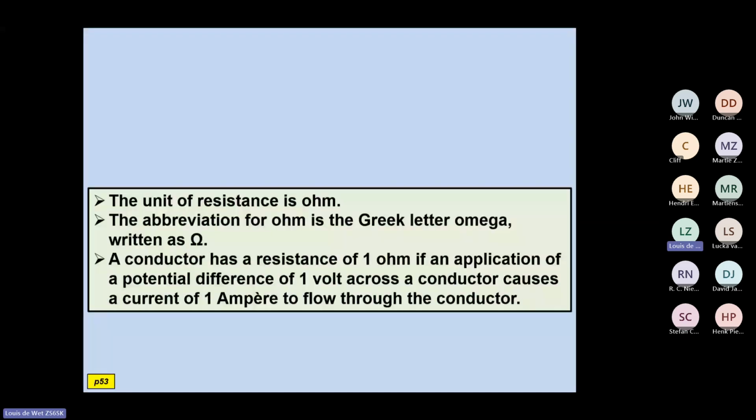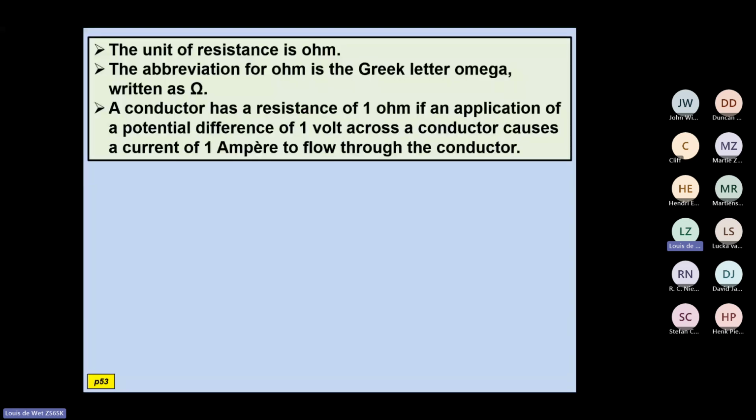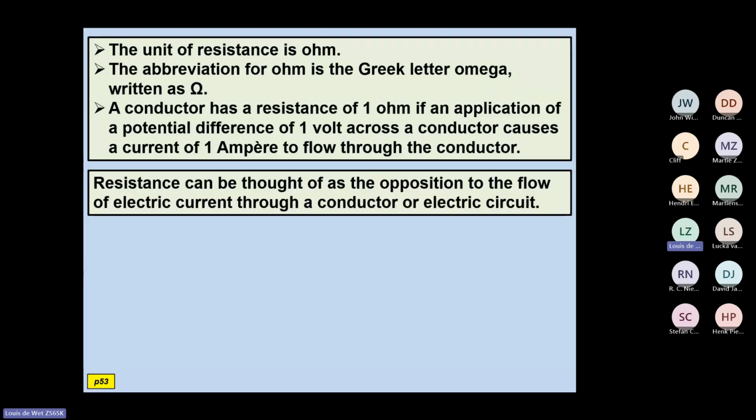So the unit of resistance is ohm. The abbreviation of ohm is the Greek letter omega, which is written as the Greek omega symbol. And the conductor has a resistance of 1 ohm if an application of a potential of 1 volt across a conductor causes a current of 1 ampere to flow through the conductor. Okay, so that's very simple, and I'm going to show a table at the end just to illustrate that. So resistance can be thought of as the opposition to the flow of electric current through a conductor or electric circuit.